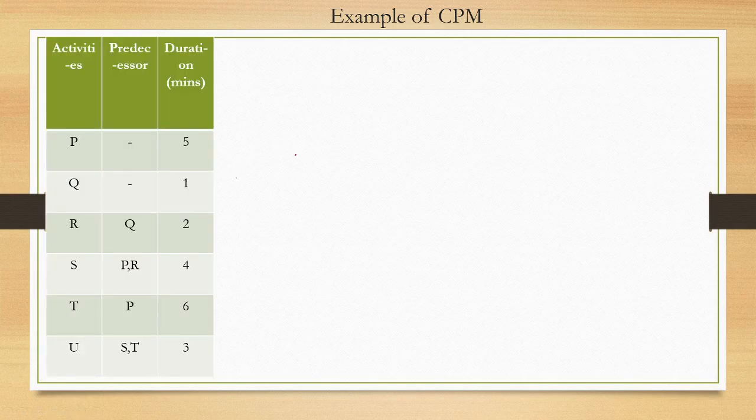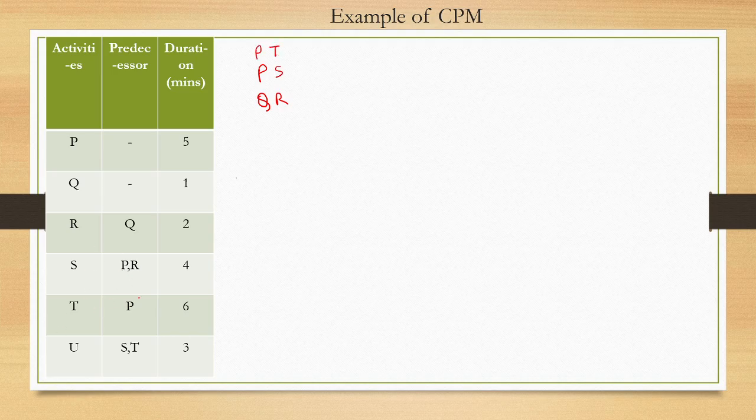So here the activities and predecessors are already given. So directly we can go and write this using the shortcut method. So let's go for the shortcut method first. Two paths are here: one starting with P, another starting with Q. Q is followed by R, so QR. P is followed by S as well as T. So one is PS and another one is PT.